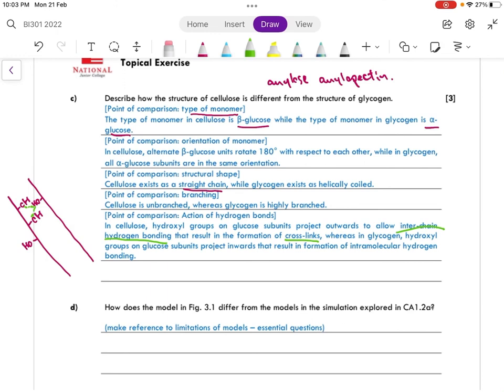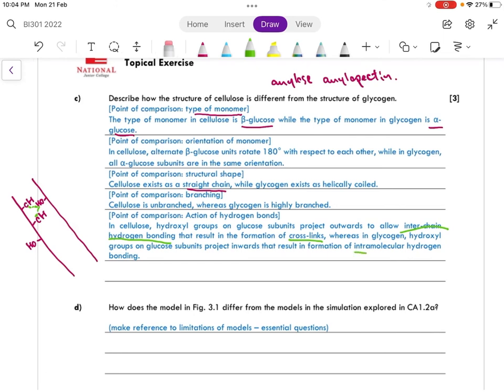Whereas in glycogen, the hydroxyl groups on the glucose subunits project inwards. They result in the formation of intramolecular hydrogen bonds. Intramolecular means that the bonds are within the molecule. So intra is within. So let's say this is the glycogen. You'll find that the hydroxyl groups are pointing inwards. So that means to say the interactions will take place within the glycogen molecule. It's intramolecular. We would say in the case of cellulose, this is intermolecular because it's between two separate molecules.